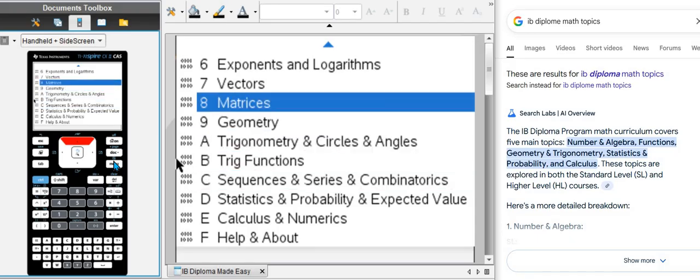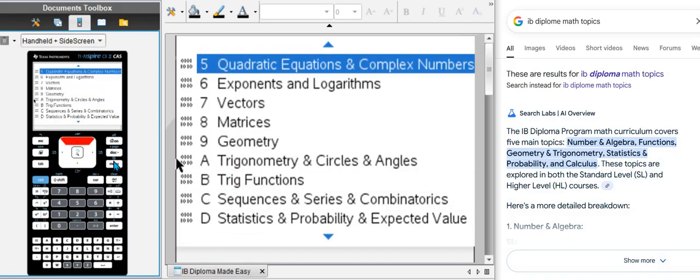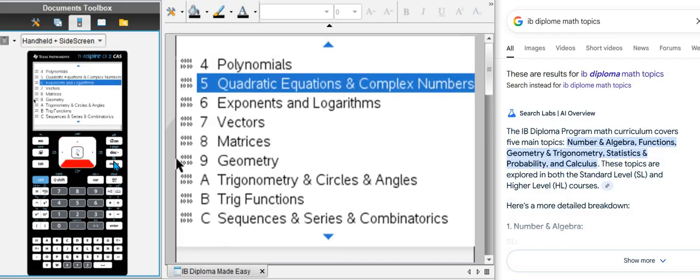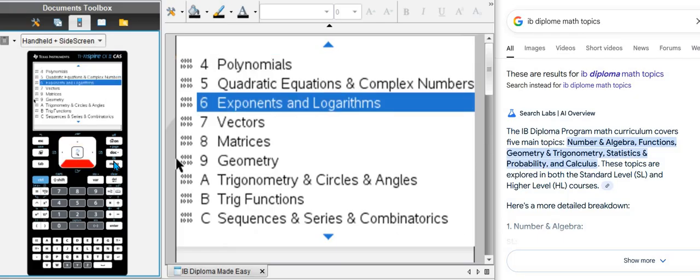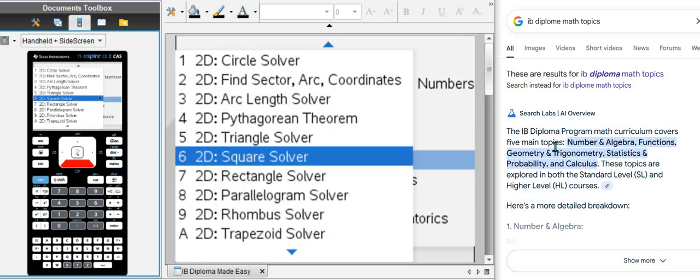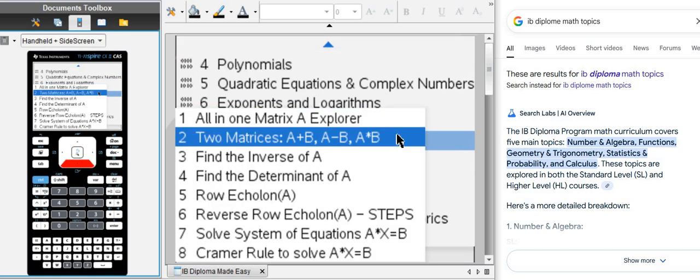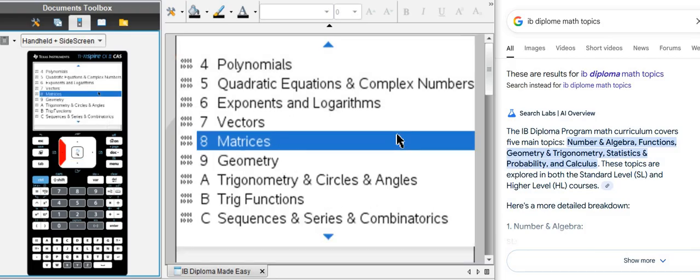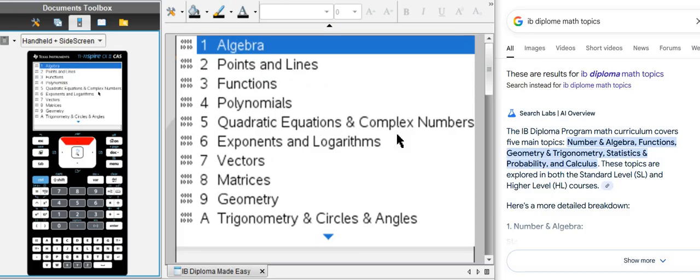You also have vectors, matrices, exponents, logarithms. So in other words, this program is massive. It will get you through your entire course or courses in your IB diploma program, and you will succeed in it for sure. So I can give you a few quick examples here.